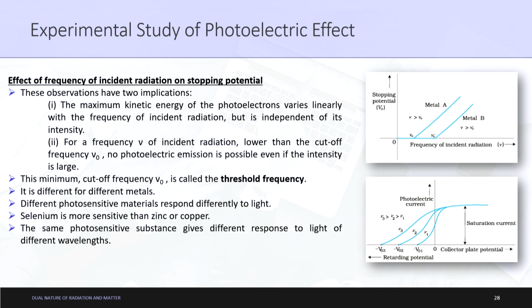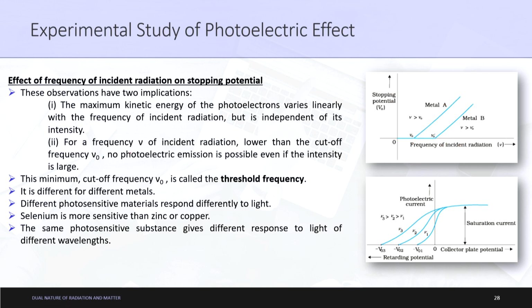So what are the two implications? The first is that the maximum kinetic energy of the photoelectrons varies linearly with the frequency of incident radiation, quite evident as it is written, but is independent of its intensity. So the stopping potential varies with frequency, but it does not depend on intensity. If we try to change the intensity, the graph remains the same.